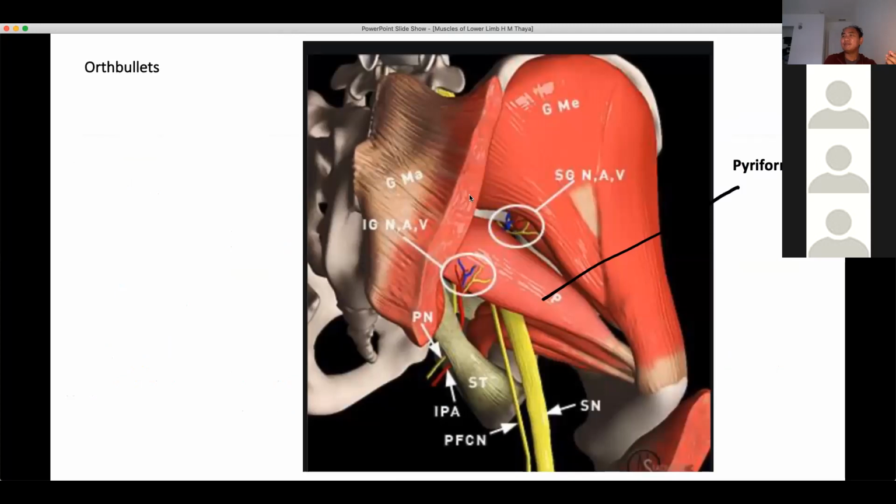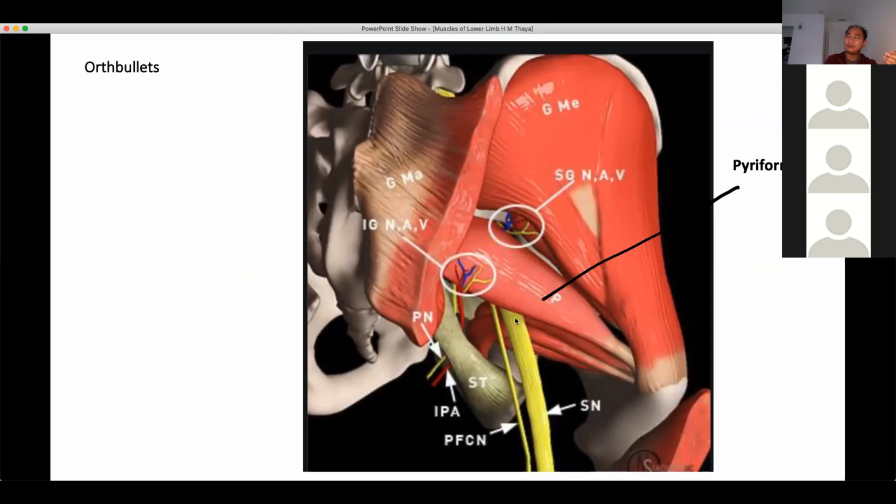So look at that again. Gluteus maximus, gluteus medius, and you can see the piriformis here, pointed, becoming a little shining tendon and attaching to the tip of the back of the greater trochanter. And just underneath, we find the sciatic nerve here. Okay.